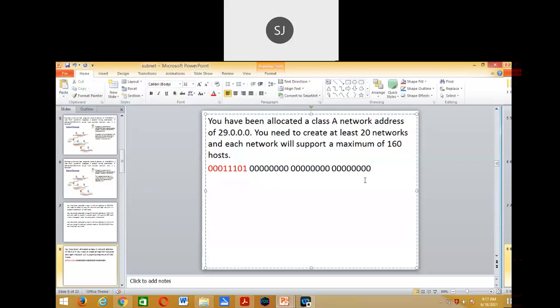Okay, now what actually do we want? In this we have to create at least 20 networks. At least 20 means if it is more than 20, it's also okay. And a maximum of 160 hosts. So for addressing 160 hosts, how many bits are required? You tell me. Now I need to address 160 hosts. So how many bits do I require for host ID?